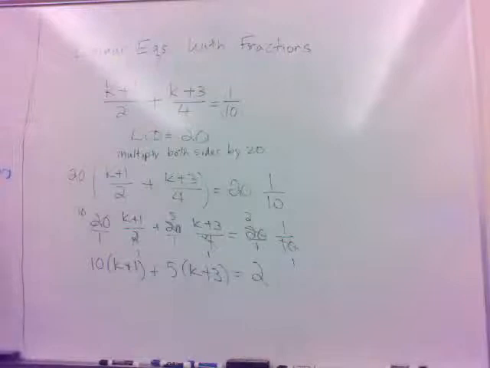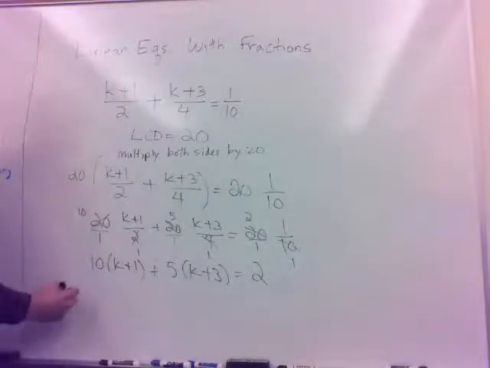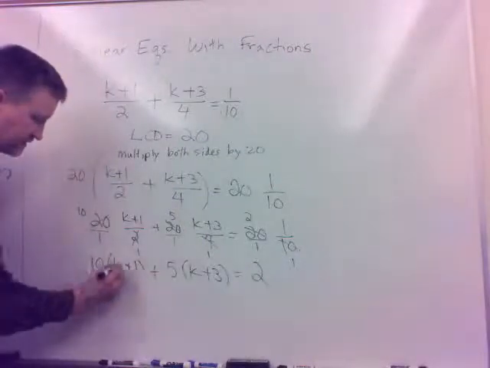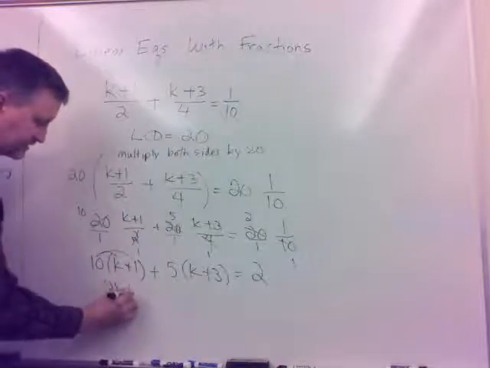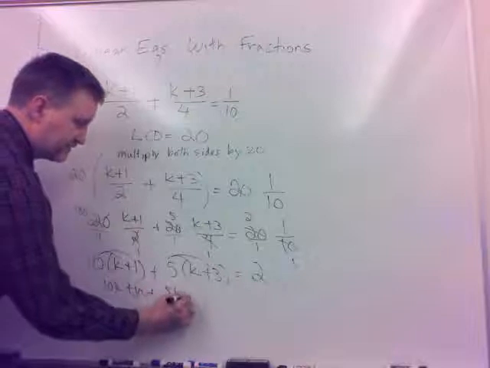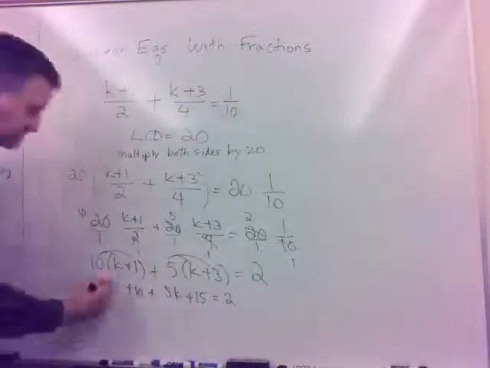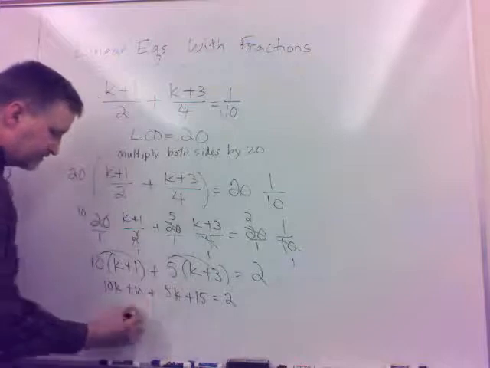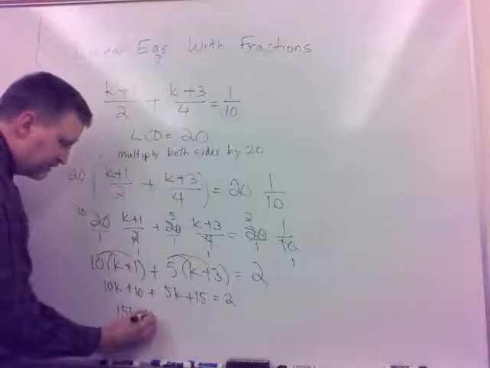So I've taken my original equation, which has fractions in it, no fractions now. It's just a regular equation now. So I said distribute the 10 here, 10K plus 10. Distribute the 5, 5K plus 15. That equals 2. Combine the like terms, 10K plus 5K is 15K. 10 plus 15 is 25.